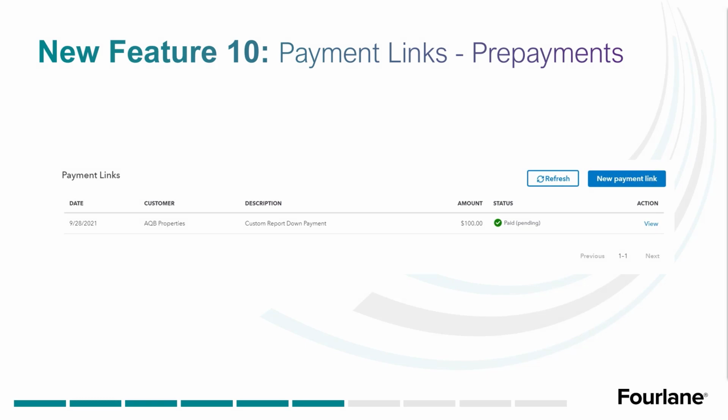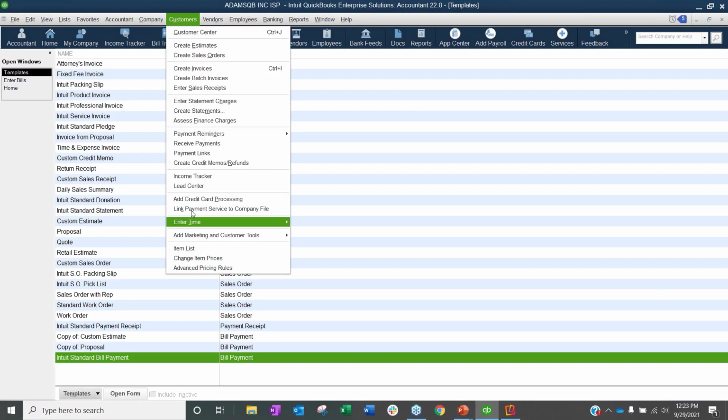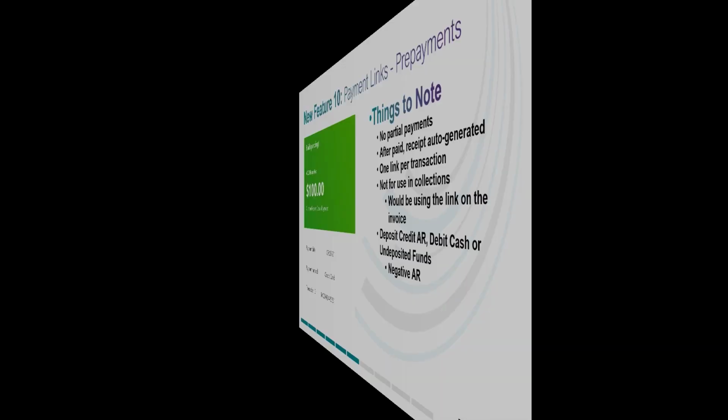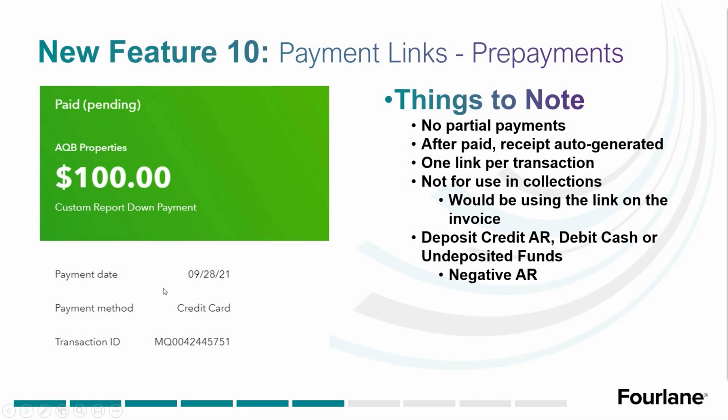Now, when we come over in to our QuickBooks file, and we go up to customers and to payment links, this is where you're going to see this look here. The first thing, when they first pay, it'll come in as paid pending, just like other merchant service deposits. Okay. If you click in, you'll see that it was paid pending. Things to note about this: there are no partial payments. After it's paid, the receipt is auto-generated. There's only one link per transaction. Okay. This is not usually used for collections because that would have an invoice. So you would use that link on the invoice like we usually use in the past.